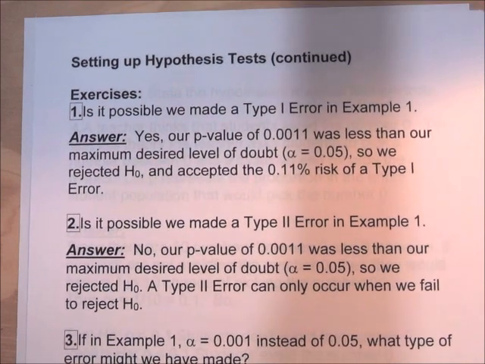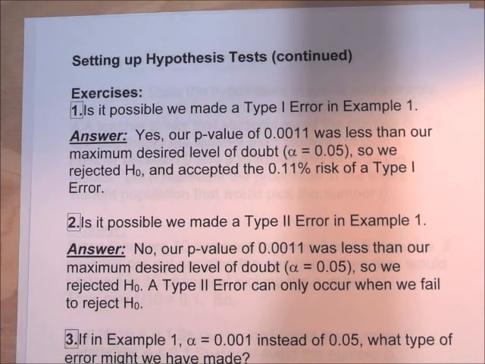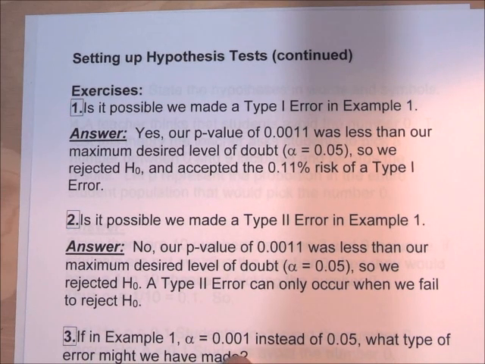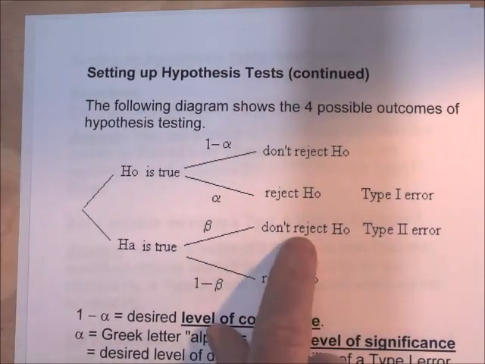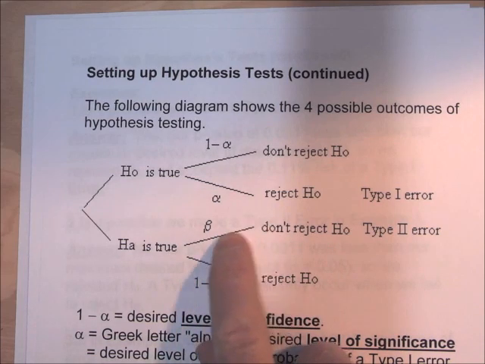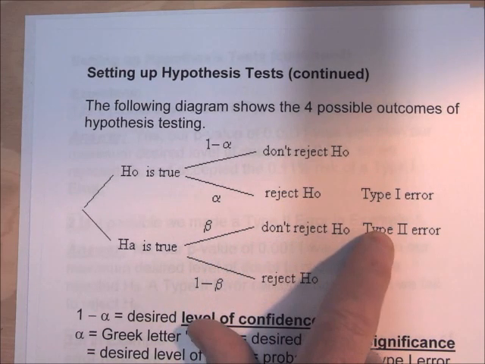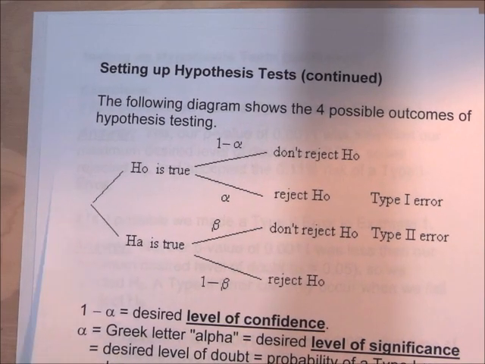If in example 1 alpha was 0.001 instead of 0.05, what type of error might we have made? Our p-value is 0.0011, so if alpha is 0.001, our p-value is more than the maximum desired level of doubt, so that means we would fail to reject H0. So if we don't reject H0, then we're possibly making a type 2 error there. We don't reject H0 and HA is true.